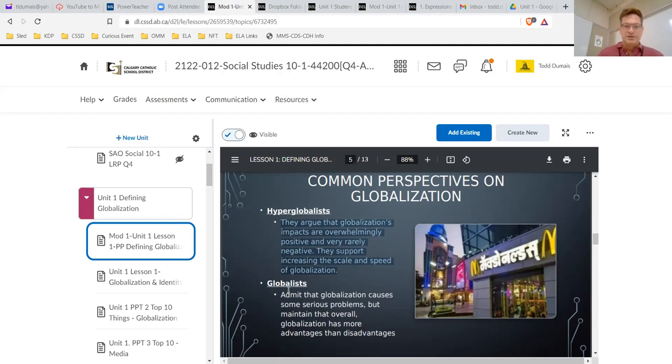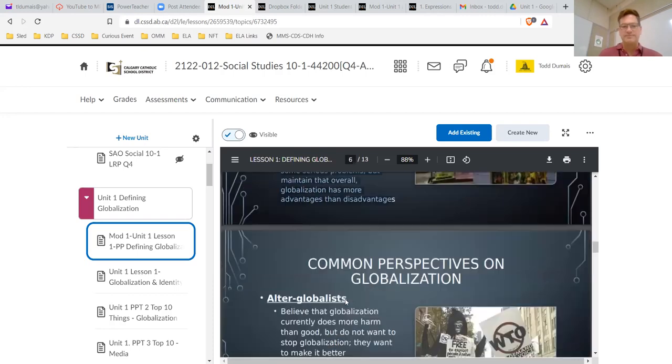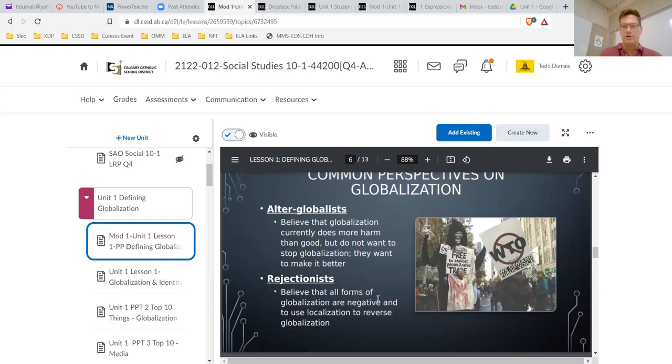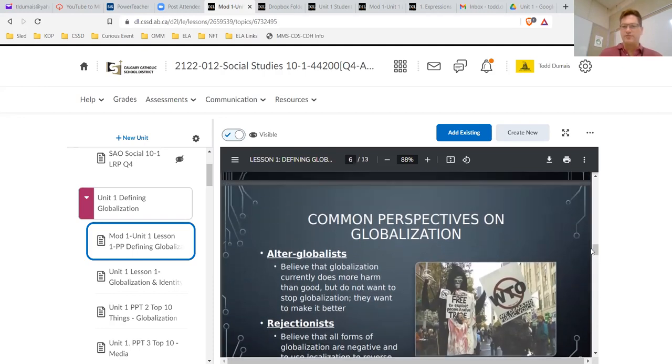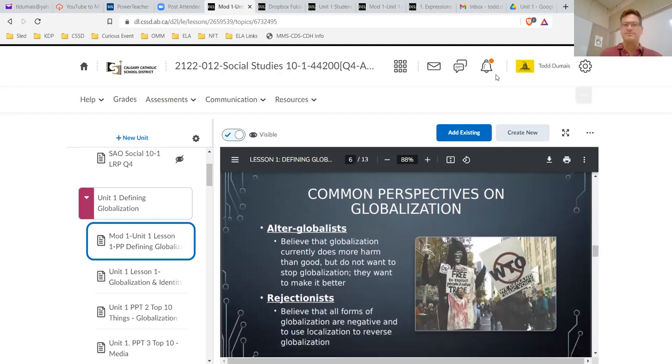Economies of scale. So globalists admit that globalization causes some serious problems, but overall, globalization has some advantages and disadvantages. And certainly, I think that if you talk to many Canadians, this would probably be where many of us are, that there are some challenges. And if we look around the world, there are some problems, and there are some problems here. But generally, I think we've seen some overall positive things. But again, this is where you're going to form your opinion at the end of this course.